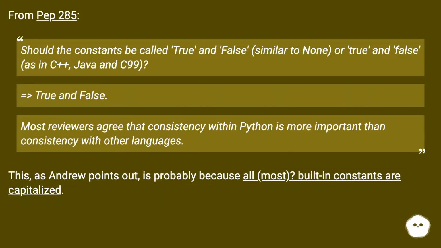From PEP 285: Should the constants be called True and False, similar to None, or true and false, as in C++, Java and C99? Most reviewers agree that consistency within Python is more important than consistency with other languages. This, as Andrew points out, is probably because most built-in constants are capitalized.